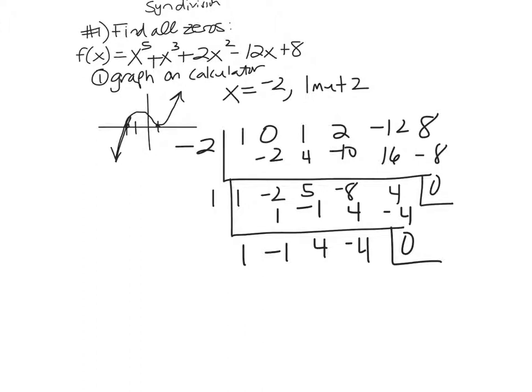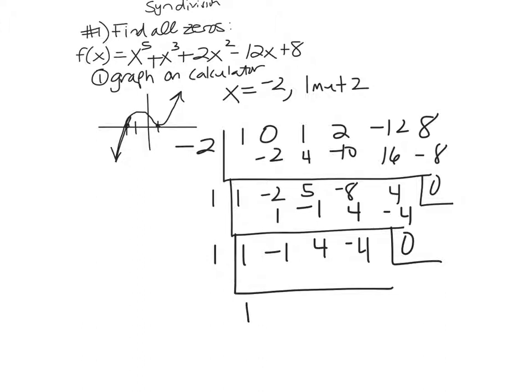Now it's a cubic. I could probably factor that if I were to write it out and factor by grouping. But you know what you can do? You can go one more time. But you're like, wait, there's only two zeros. What am I going to use? Yeah, I'm going to use another 1 because it has a multiplicity. Isn't that cool? All right, we're going to do it.